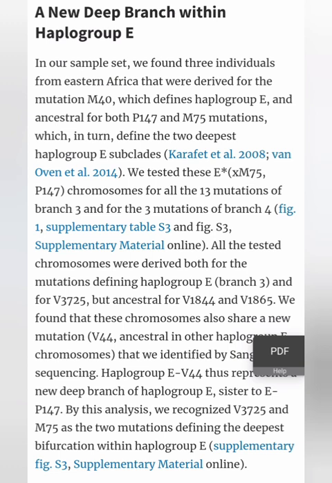And remember, this was done from those African places. This is why they believe that it's of Africa. And then you have the phylogeography of haplogroup E.